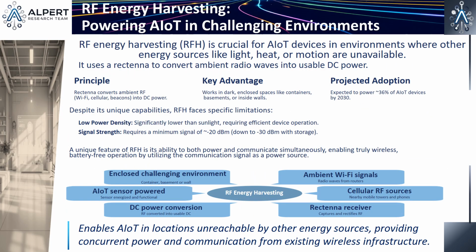RF energy harvesting, RFEH. RFEH is absolutely crucial because it works where nothing else can. It uses a rectifying antenna to capture ambient radio waves and turn them into DC power. It's projected to power about 36% of all AIoT devices. Its limitation, of course, is power density, incredibly low compared to sunlight. So you need a pretty strong signal to make it work. Generally, the rule of thumb is you need a signal strength of at least negative 20 dBm, which is about 10 microwatts. Now, if you have storage, you can work with less, maybe down to negative 30 dBm, but it's still a challenge. The good news is, even a weak cellular signal has been shown to provide enough power for these devices.